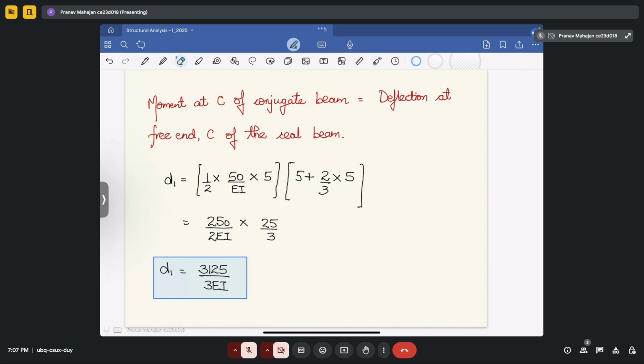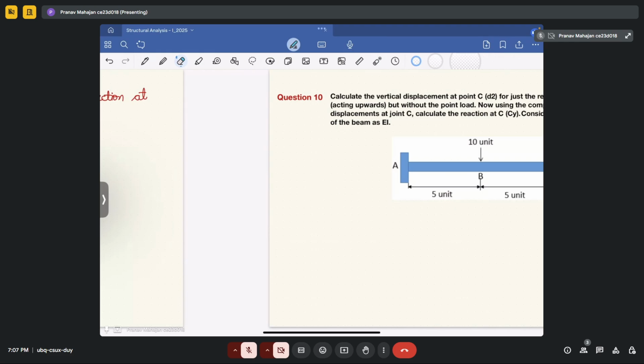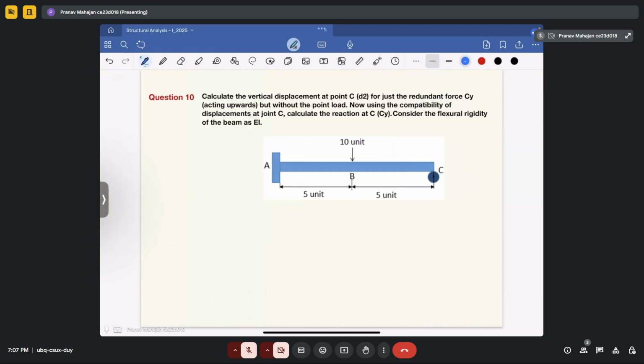We have calculated the value of D1, which is the deflection at the free end of the beam. Now we will again use the concept of the conjugate beam, and we will make the structure for this section. Let me draw it. So suppose this is your beam.